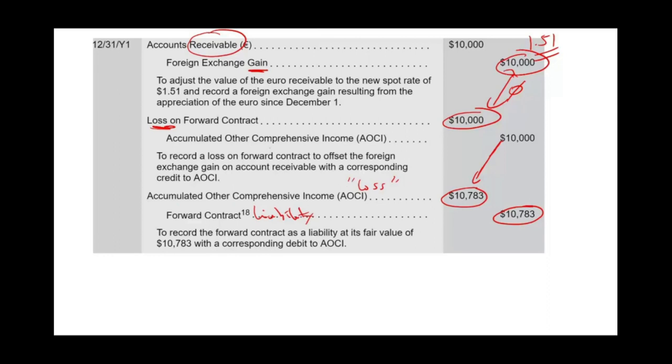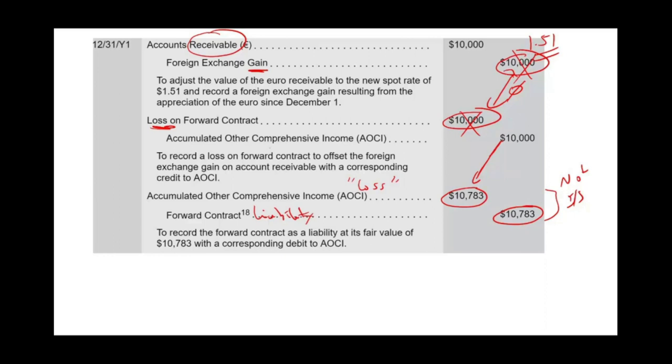Therefore, what's going to happen? We debit a loss and we created a liability. And that's what happened. But notice, no income statement effect from this transaction. And whatever income statement happened, it zeroed out. So notice we have a gain, we have a loss. And here, this is no income statement effect.